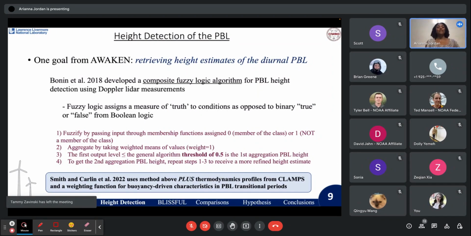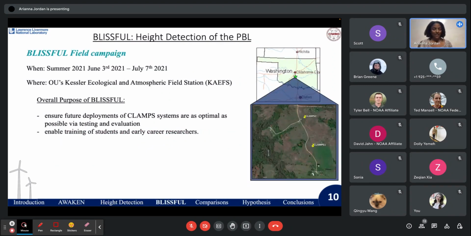So the reason I'm talking about the fuzzy logic is because this is something we really want to employ for AWAKEN going down the road, but it's something that's already been done for a previous campaign we worked on. So, understanding those results can help us with coming up with an expected height for AWAKEN cases. So with that, I'm going to introduce the Blissful case.